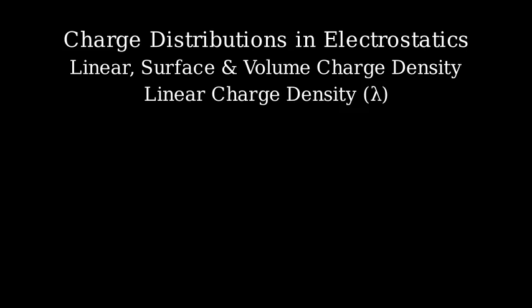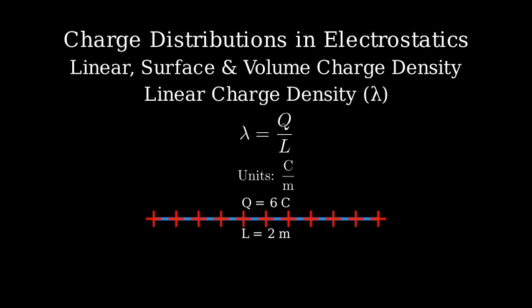Let's start with linear charge density. Linear charge density is defined as the amount of charge per unit length. We typically denote it with the Greek letter lambda. Mathematically, the linear charge density lambda is equal to the charge q divided by the length L. The unit of linear charge density is coulombs per meter. This concept is particularly useful when dealing with charged wires or line charges.